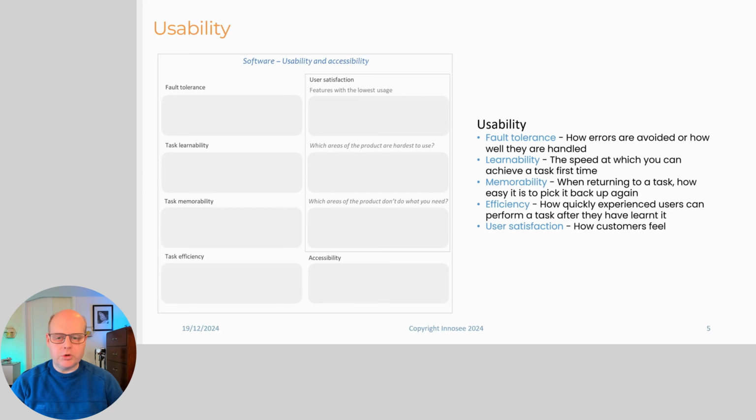Which areas of the product are hardest to use? Again, this leans on efficiency and learnability. If they are very hard to use for an experienced user, then you can guarantee they're going to be difficult for a new user. Which areas of the product don't do what you need? This is perhaps the most important question. If everyone comes back and says, this doesn't solve my problem, it doesn't work well, pay particular attention to that feature.